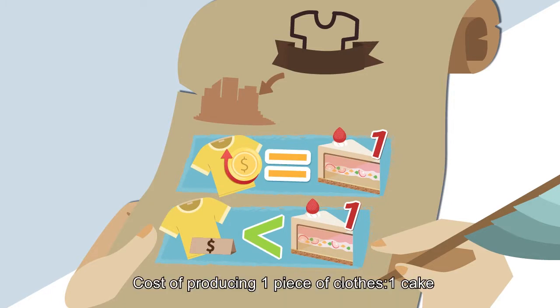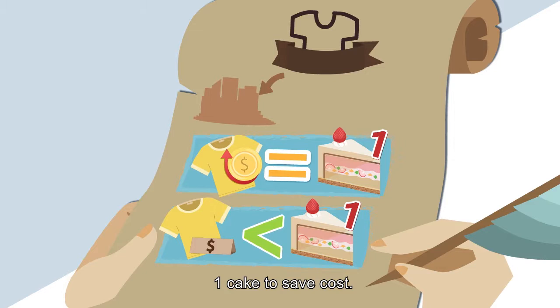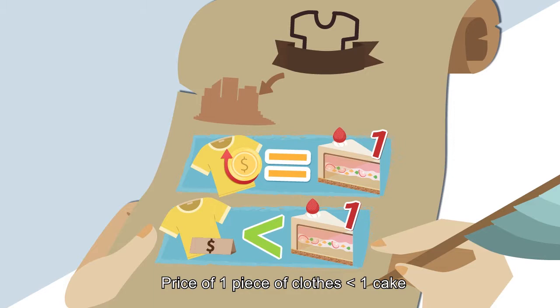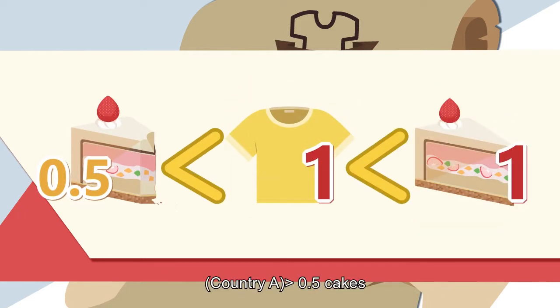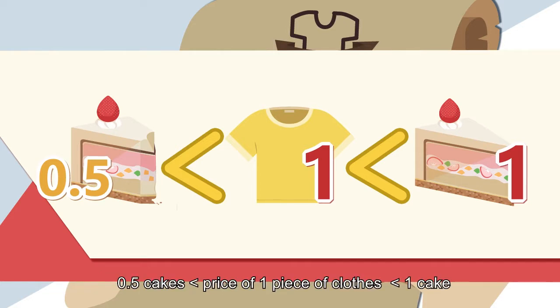Importing/buying country, cost of producing 1 piece of clothes, 1 cake. Therefore, the price of importing a piece of clothes must be lower than 1 cake to save costs. Otherwise, producing clothes by themselves is better. Price of 1 piece of clothes is less than 1 cake. As a result, price of exporting 1 piece of clothes from the exporting country, country A, is greater than 0.5 cakes. Price of importing 1 piece of clothes to the importing country is less than 1 cake. 0.5 cakes is less than the price of 1 piece of clothes is less than 1 cake.